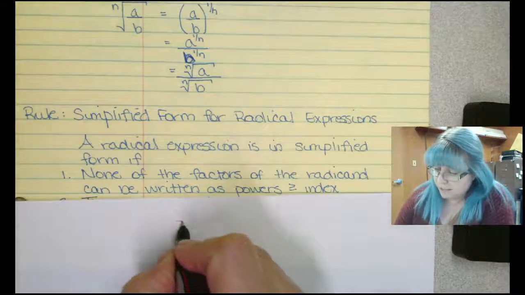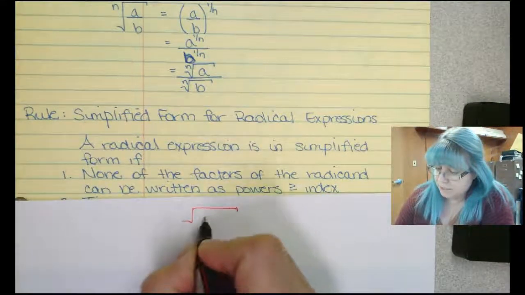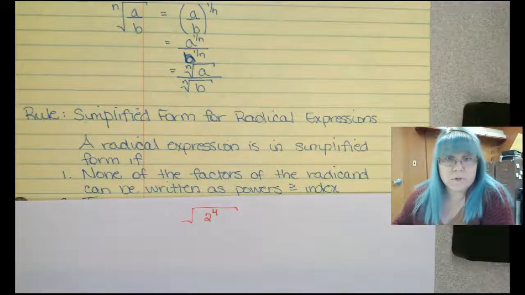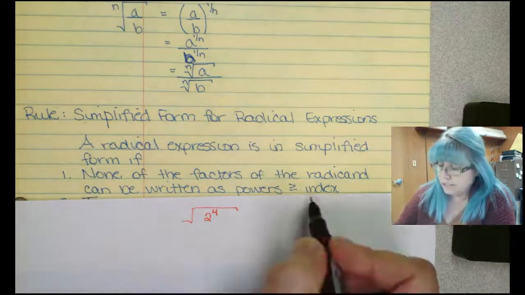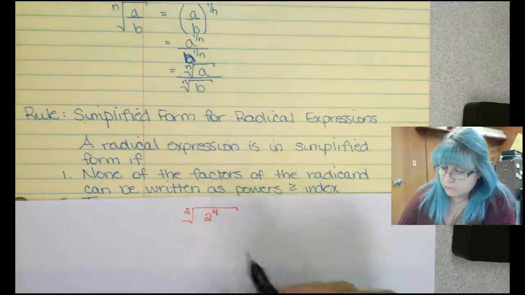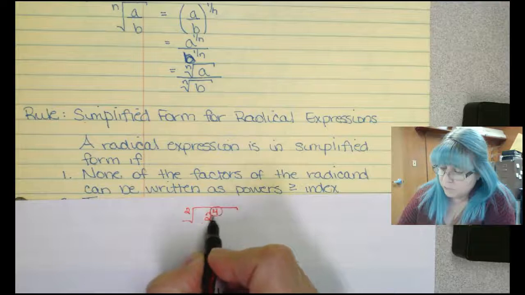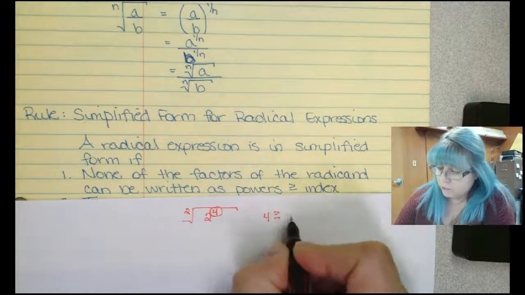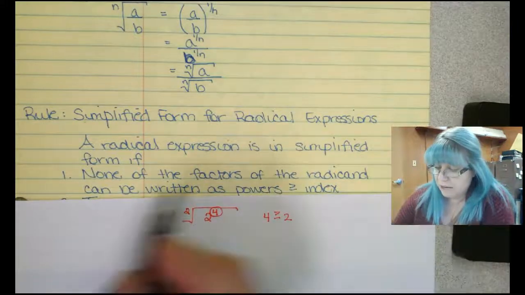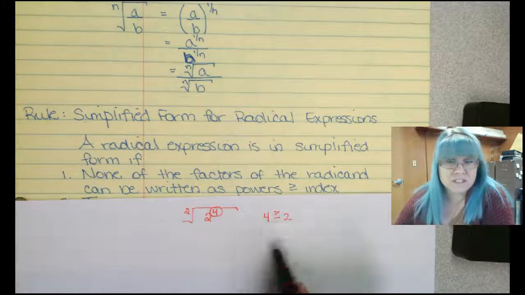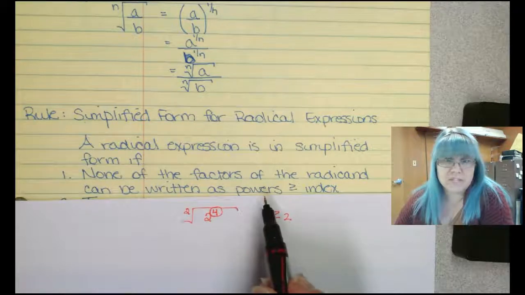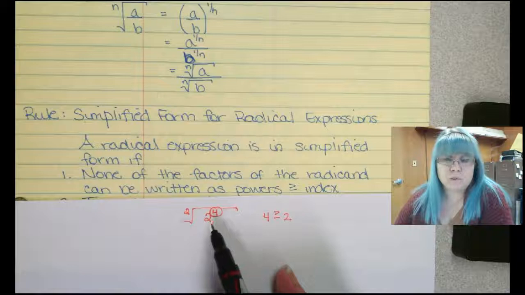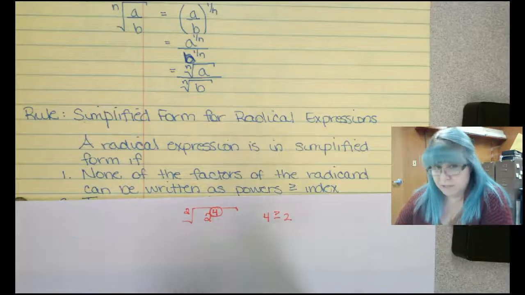The factors of the radicand, and I'm going to say 2 to the 4th, so the square root of 2 to the 4th. Well, the index here is an implied 2. The power of the radicand is 4. Well, 4 is greater than or equal to 2, therefore this fails this first test, so we would need to simplify this value first. That's the first rule.